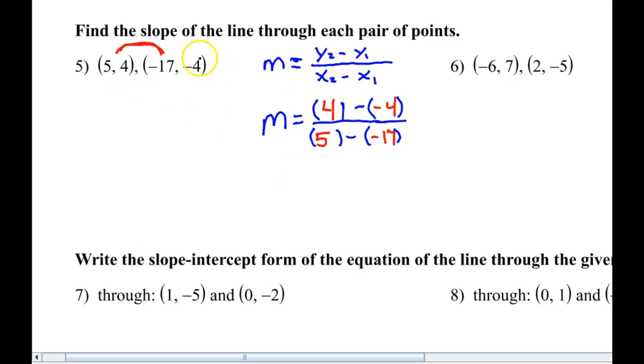So if you want to do it both ways, you'll find they come out to the same answer. Right. So we have 8 over 22. And of course, always simplify, so that'd be up 4, right 11. That's the slope for number 5.